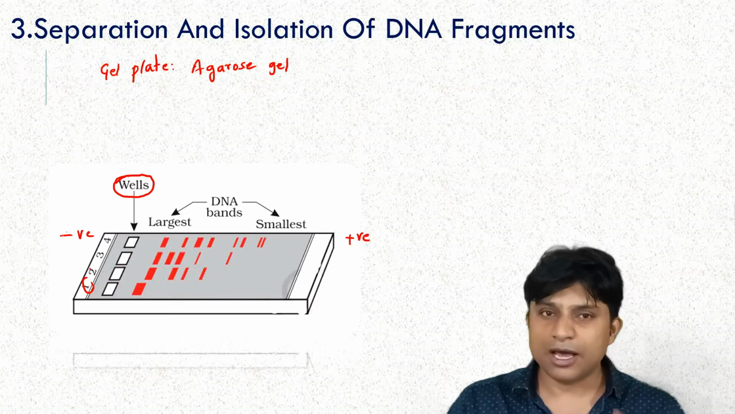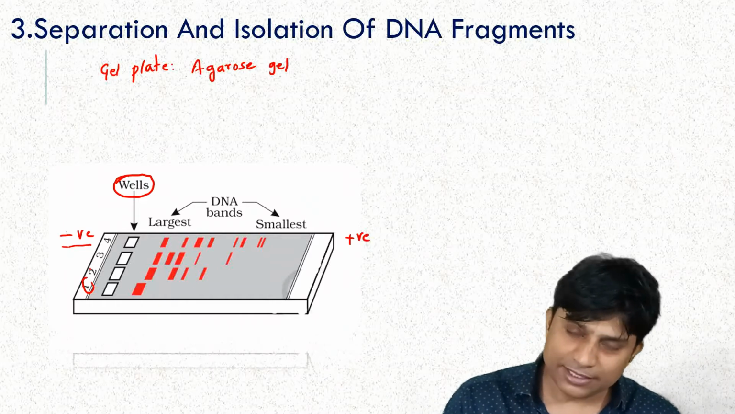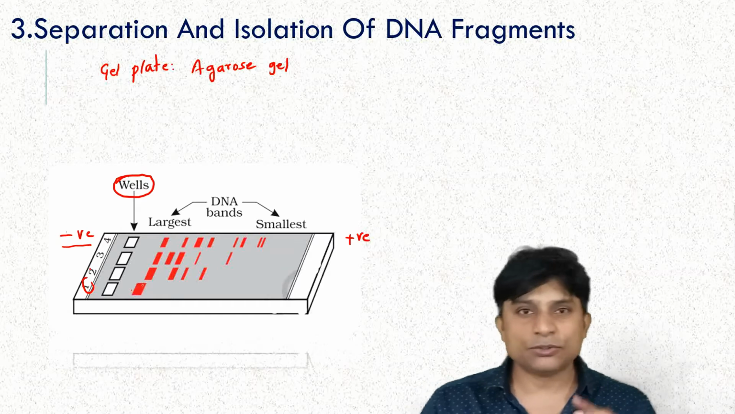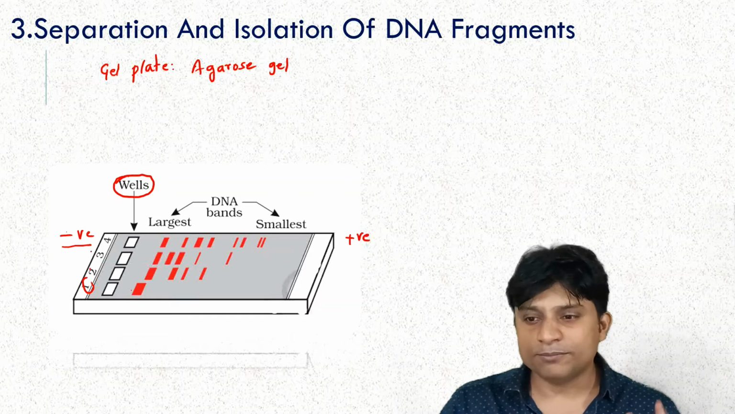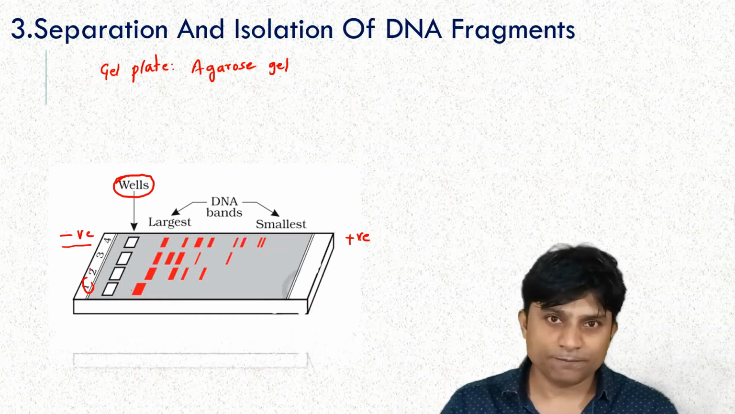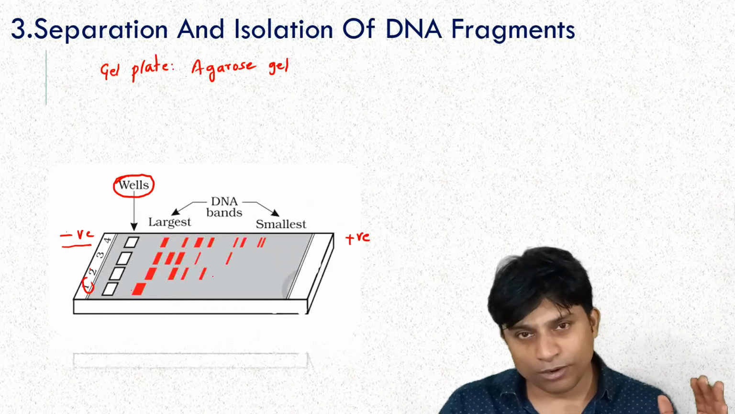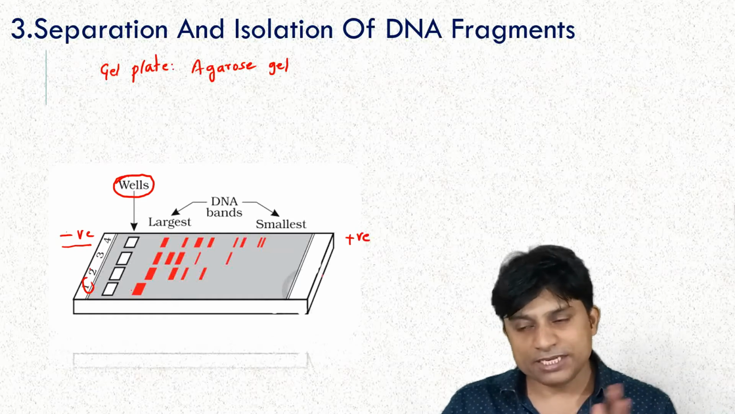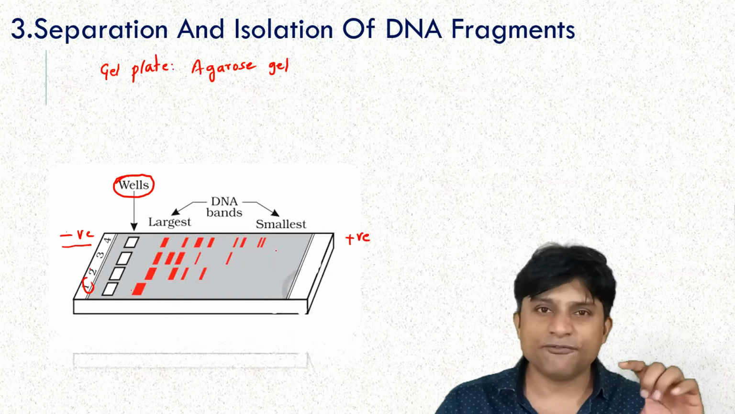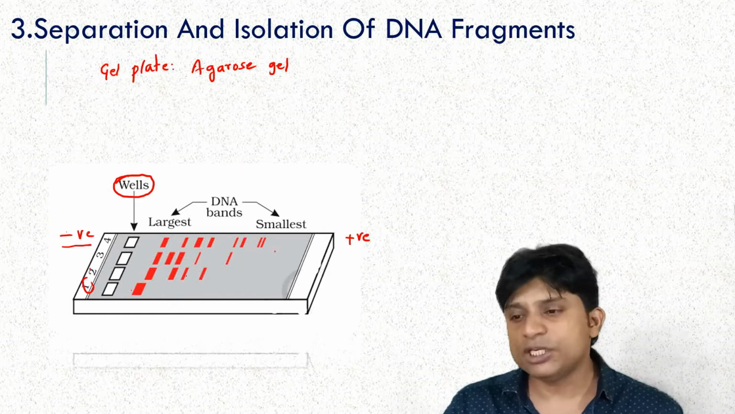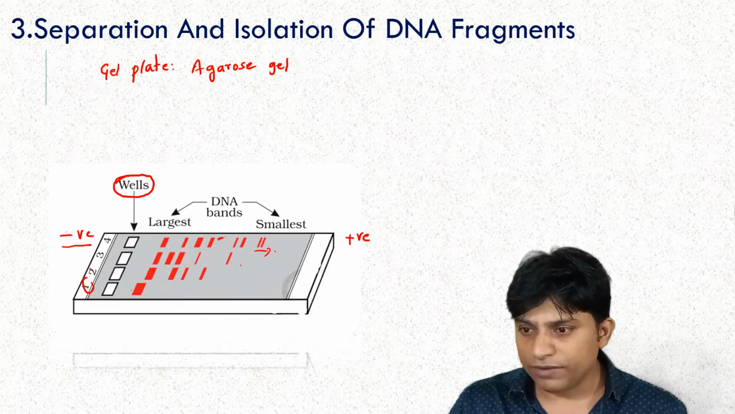All the DNA fragments are loaded at the negative terminal. As we all know, DNA strands are negatively charged because of the phosphate. So when the power is switched on, the DNA fragments will start moving from the negative to the positive terminal. The smaller the size of the fragment, the faster it moves and the greater the distance it travels. So the smaller fragments travel very fast. Larger fragments keep moving very slowly.